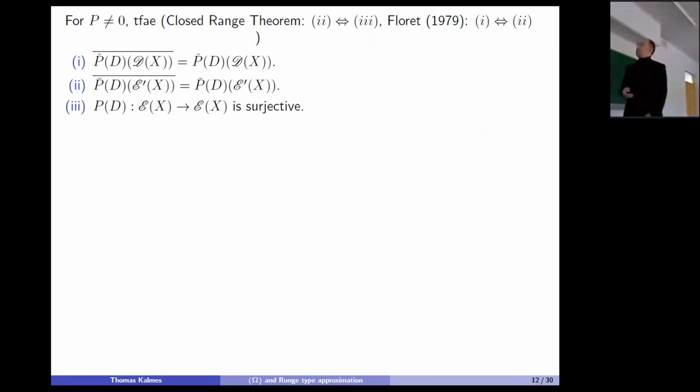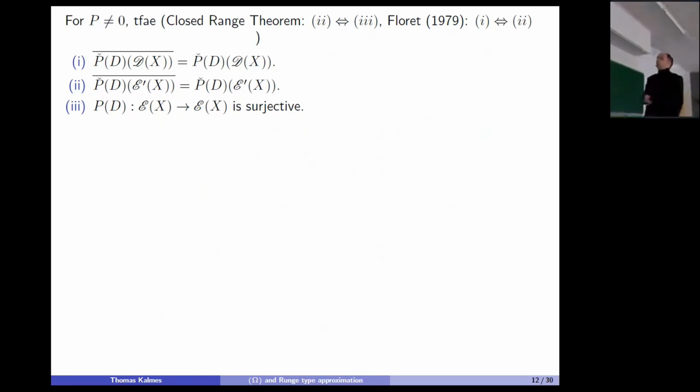And by the closed range theorem, the range of this operator is closed if and only if the range of the transpose is closed. So this gives the equivalence between 2 and 3. And then Floret in the 70s showed that closedness of the range of the transpose in the compactly supported distributions is equivalent to closedness of the range of the transpose in the test functions.